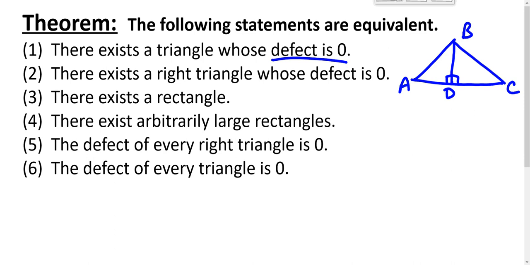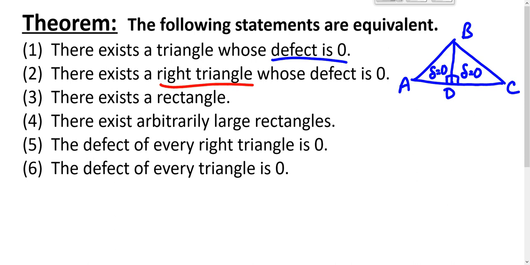It's not on the line containing the segment, it is on the segment to which it is drawn. So that's what we do. Now, the defect of the whole triangle, of triangle ABC, is 0. And we know that defect is additive. So we know that this must have defect 0, and this must have defect 0. Defects are non-negative and additive. So the only way to add two non-negative numbers and get 0 is if they're both 0. So if triangle ABC has defect 0, then there exists a right triangle. In fact, there exist two whose defect is 0.